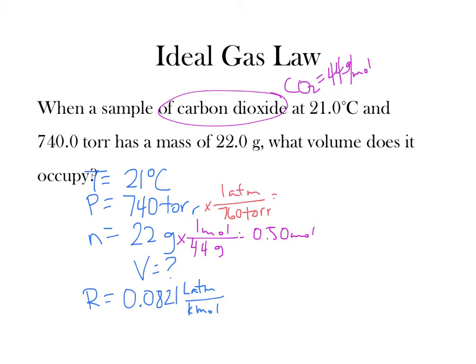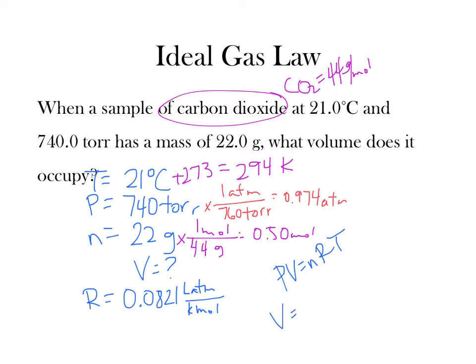740 over 760 is 0.974 atmospheres. And then the 21 degrees C can't stay that way. That's also got to change to Kelvin. That's 294 K. Now that I have that, all I've got is PV equals nRT. Since we're looking for volume, V equals nRT over P.